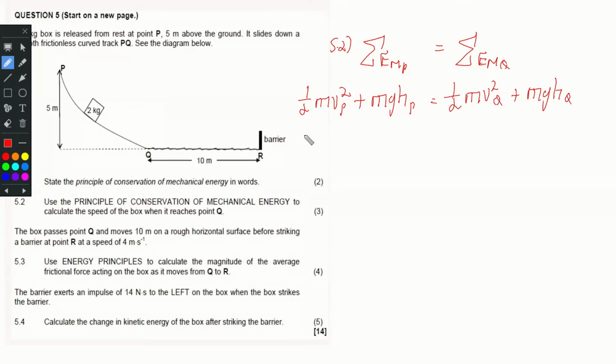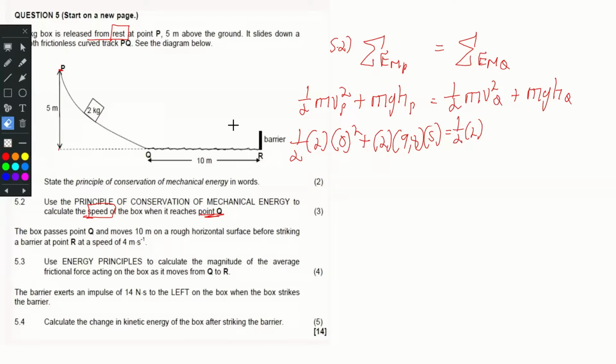Now it's just plug and play. This is half. The mass is what? 2 kg. The velocity at that point, released from rest. So it's 0. And then the mass is 2 kg, 9.8. The height at that point, we can see at point P, the height is 5. And then equal to half. Mass is 2. Velocity at this point, that's what we are looking for. Remember, use the principle of conservation of mechanical energy to calculate the speed of the box when it reaches point Q. So that's what we are looking for, is the velocity at point Q.